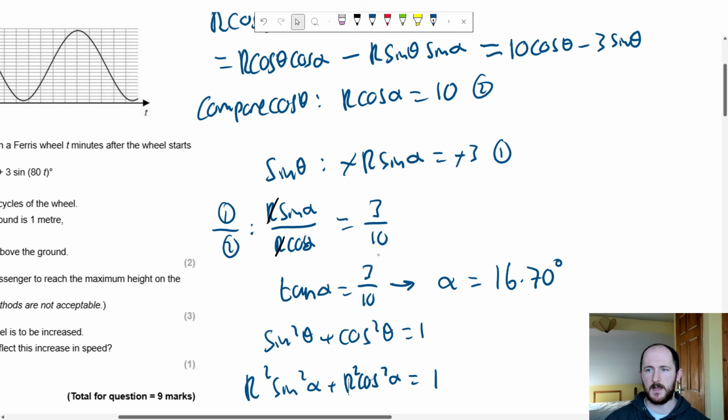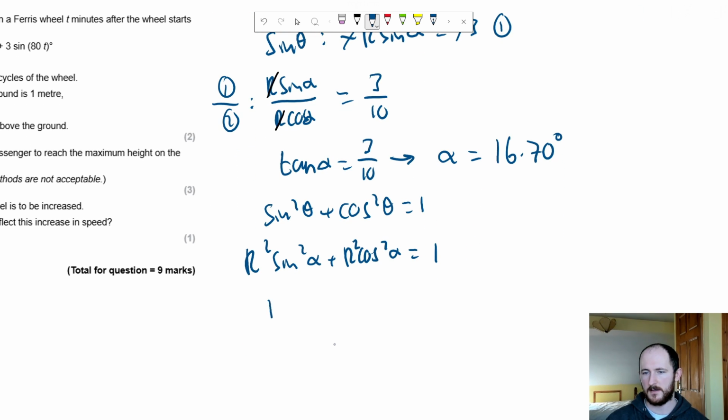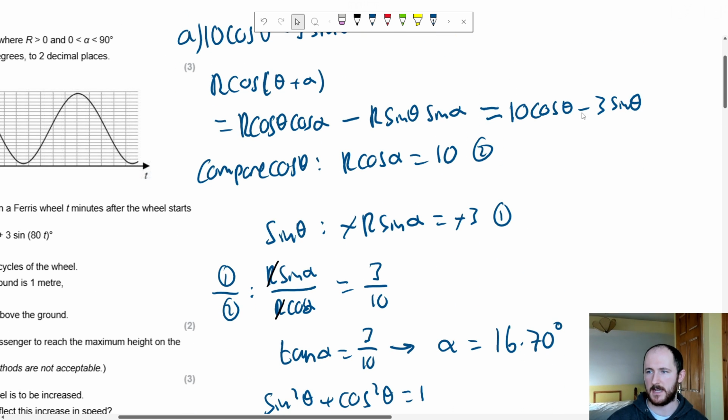Probably the fastest way to do it, and probably the way that your teachers taught you, the shortcut, is literally just using the fact that you can square and add the two coefficients together. So literally just 10 squared plus 3 squared.